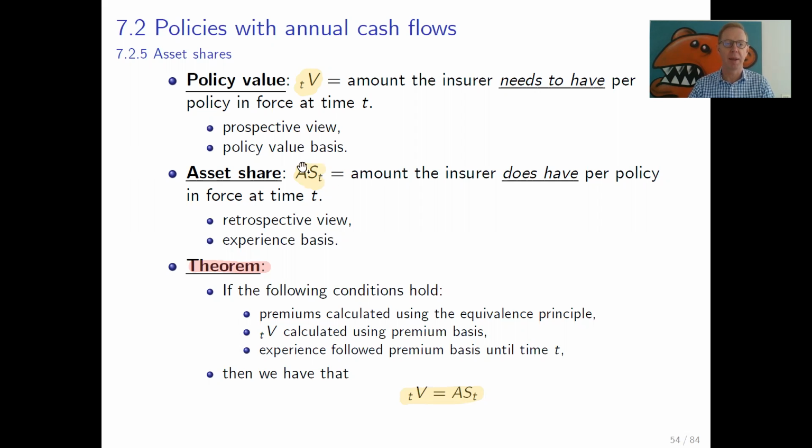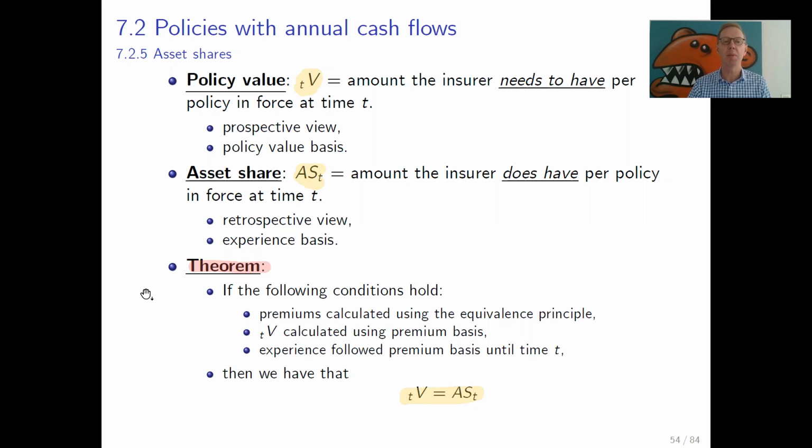The asset share at time T, what is this? This is the amount the insurer does have per policy in force at time T. This is a retrospective view because we look at the accumulated value of all the premiums that have been paid in the past minus the actuarial value of all the benefits that have been paid in the past. And the asset share is typically calculated with the experience basis, so with observed mortality, observed interest rate and observed level of expenses.